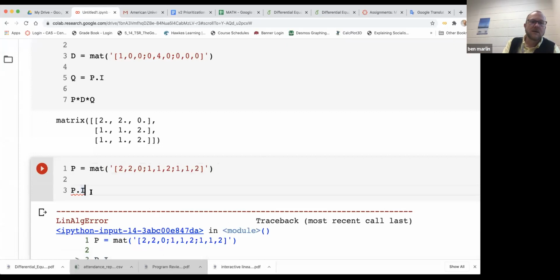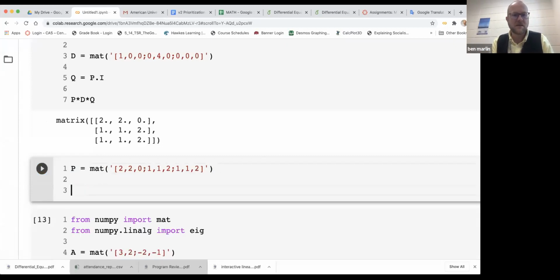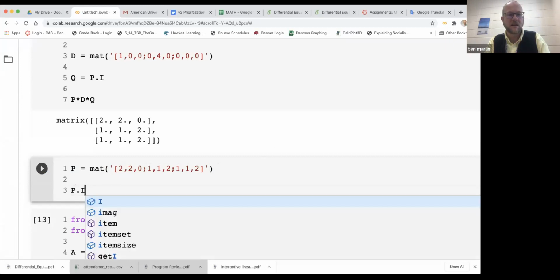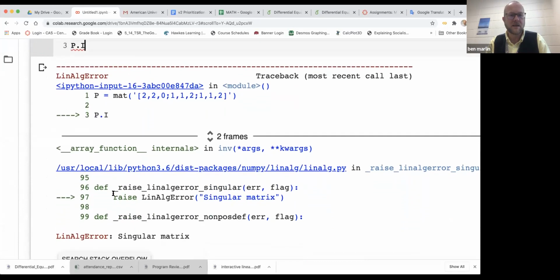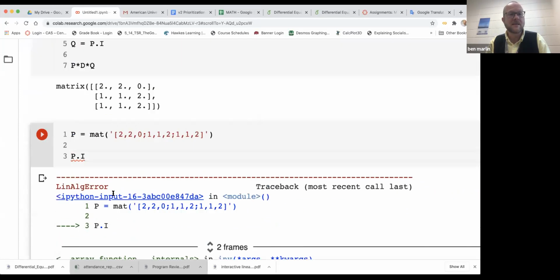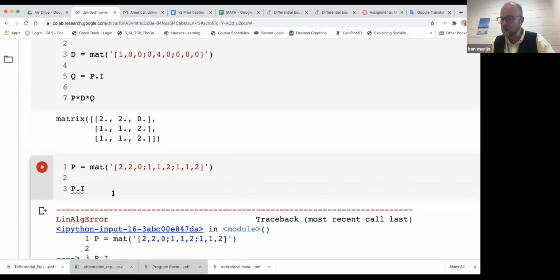So boom, uh-oh. It did not like that. What did it not like? Let me see here. P is a matrix. Okay, P dot I. Language error. P dot I, raise language error, singular. It says that was a singular matrix. Oh no. Well, if that's a singular matrix, did I mess something up earlier? Oh, I'm sorry, folks. 220, 112, 112. Well, yeah, that's a singular matrix.